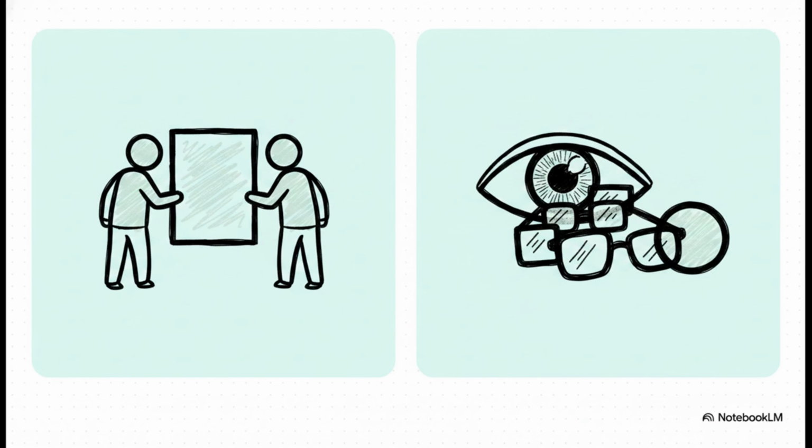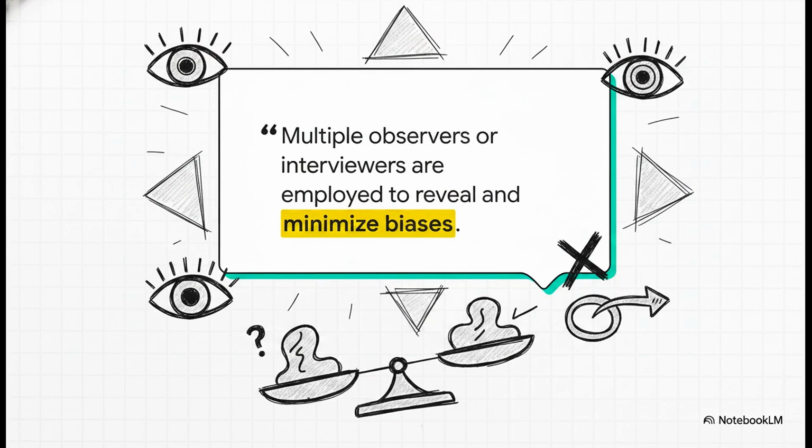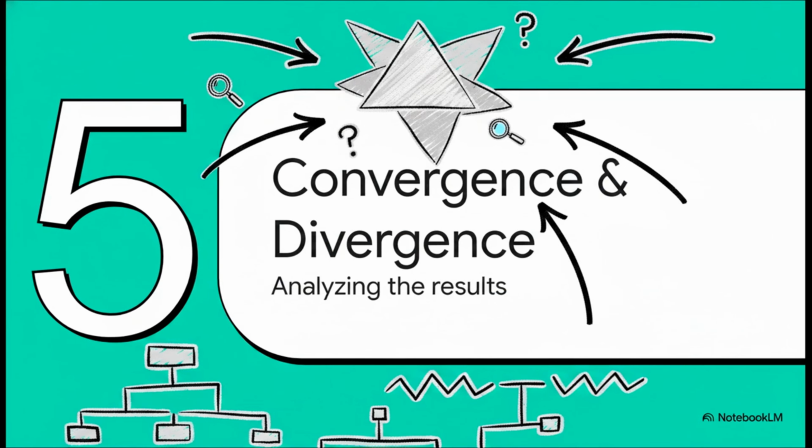Norman Denzin really hit the nail on the head when he pointed out that multiple observers or interviewers are employed to reveal and minimize biases. Doing this ensures that the data isn't just telling us what we want to hear based on our own preconceived notions. It essentially forces us to be objective and rigorous. Which leads us right into Section 5, convergence and divergence.